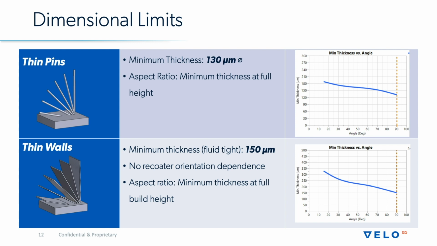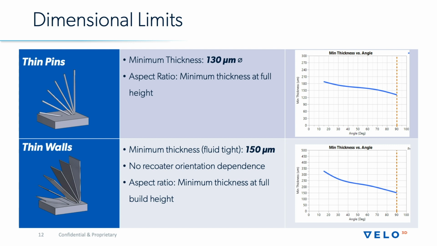I'll go through a few examples of dimensional limits. First thing I'll touch on here is thin features. So we're looking at thin pins and thin walls. Kind of break those up because they behave slightly different. The first spec for each one is the minimum thickness you can achieve. In both cases, this occurs in a vertical orientation.